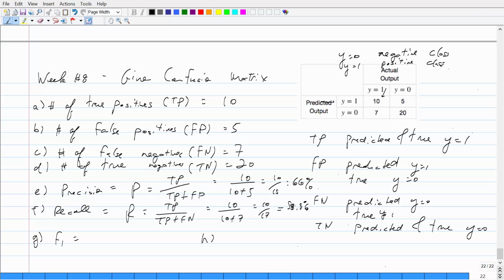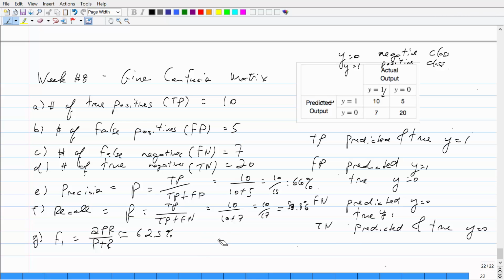The F1 score is, once you have the precision and recall, you want to combine them in a uniform measure that calculates the total accuracy of your classification system. In this case, it's simply 2 times the precision and recall divided by precision plus the recall. When you calculate this, it's roughly 62.5%.